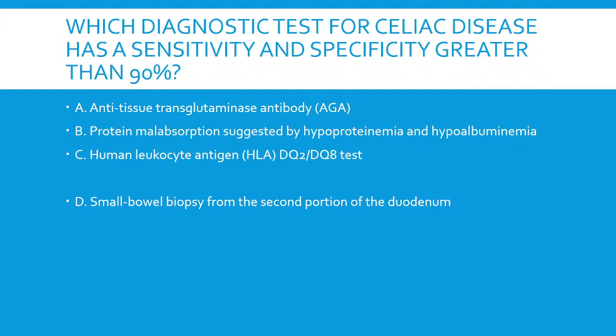Which diagnostic test for celiac disease has sensitivity and specificity greater than 90%? Anti-tissue transglutaminase antibody or AGA, protein malabsorption suggested by hypoproteinemia and hypoalbuminemia, human leukocyte antigen HLA-DQ2 and DQ8 test, or small bowel biopsy from the second portion of the duodenum.